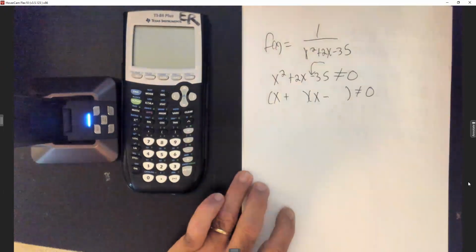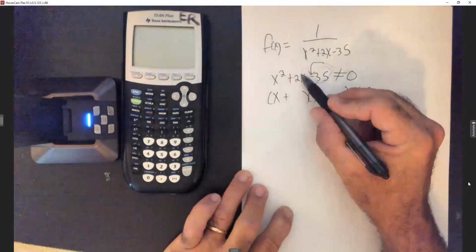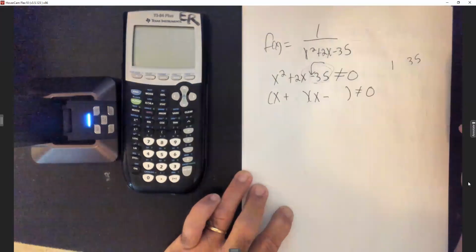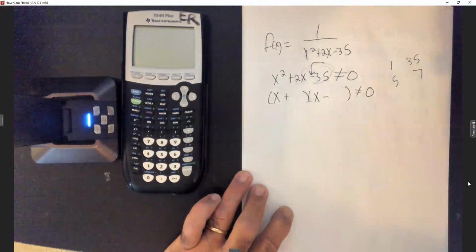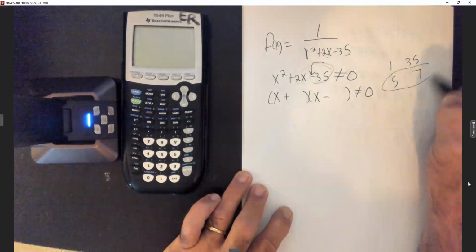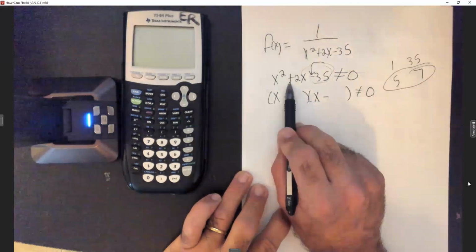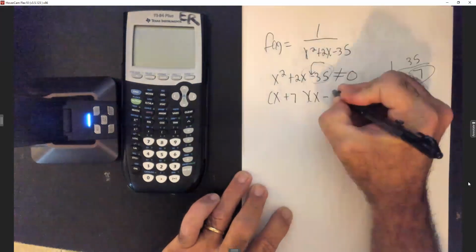Now, since that's negative, you want factors of 35 that subtract to 2. So 1 times 35, what's next? 5 times 7. So that's the only two combinations. The only numbers that subtract and get a 2 are 7 and 5. Since the middle number is positive, the larger number is positive. So make the 7 positive and the 5 negative.